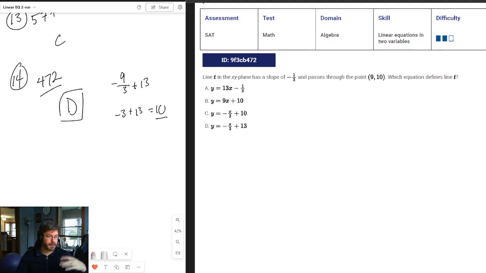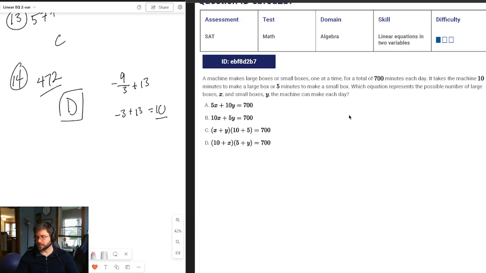But we already knew that because the slope was negative 1/3 and the y-intercept couldn't possibly be 0, 10, as C is suggesting. It must be something else because 9, 10 is a point on the line. Think about that.